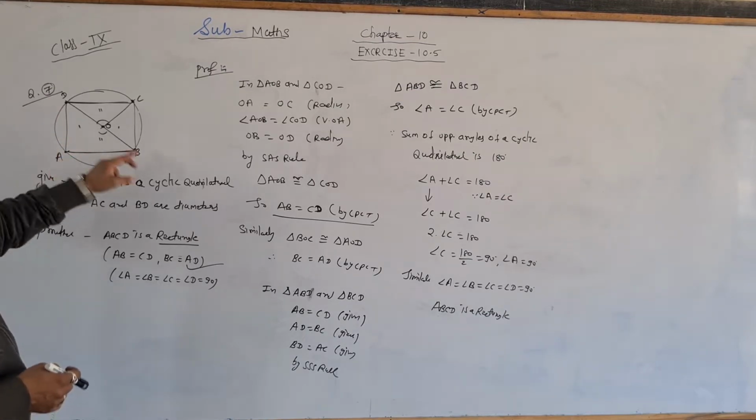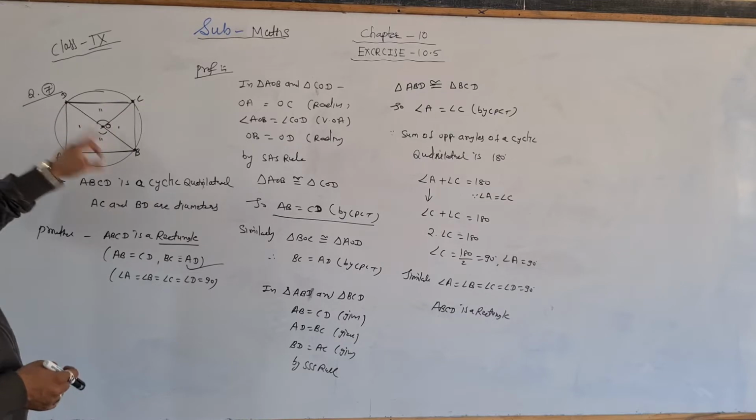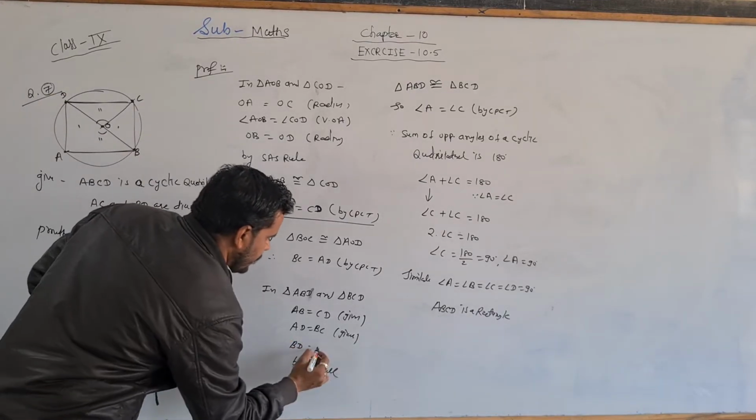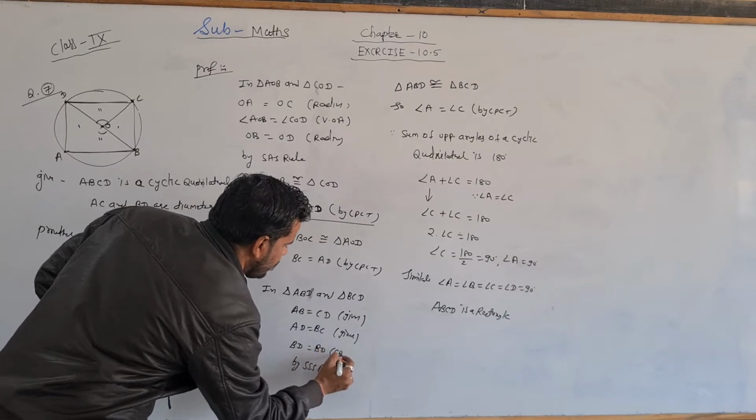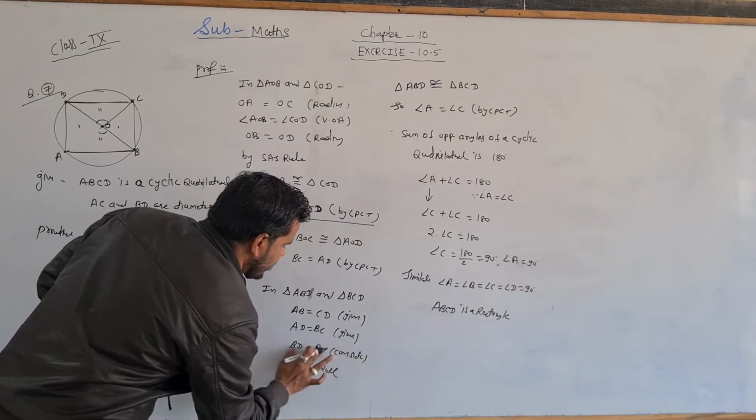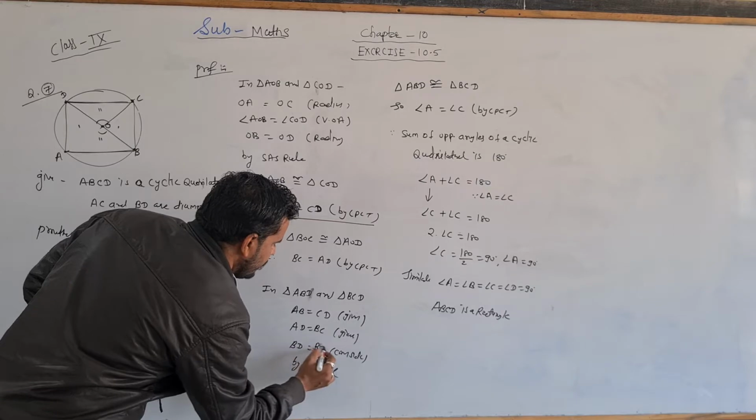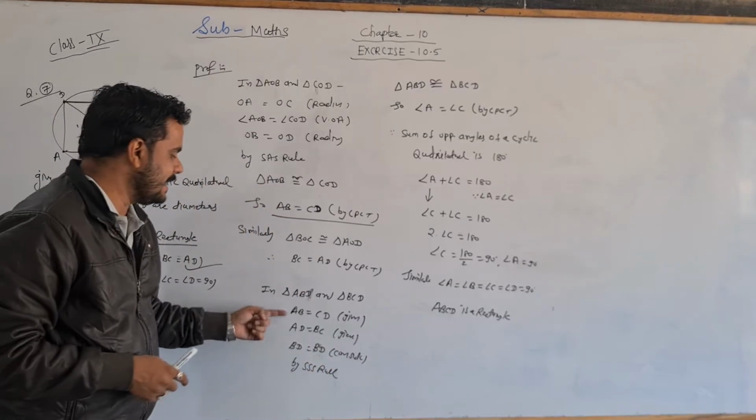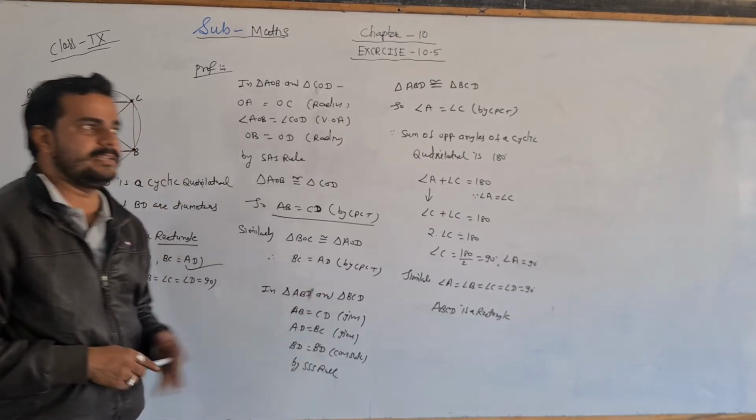In triangles ABD and BCD, one is a common side. BD equals BD, common side. After that we can say that by SSS rule both triangles are congruent.